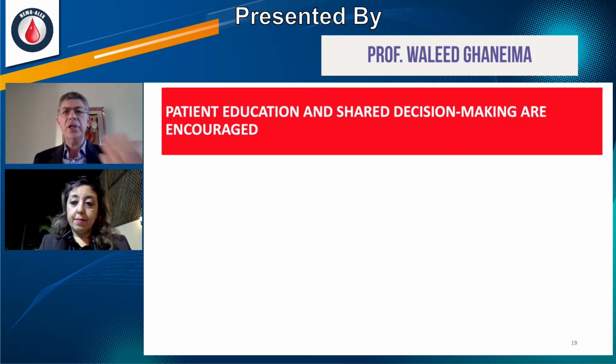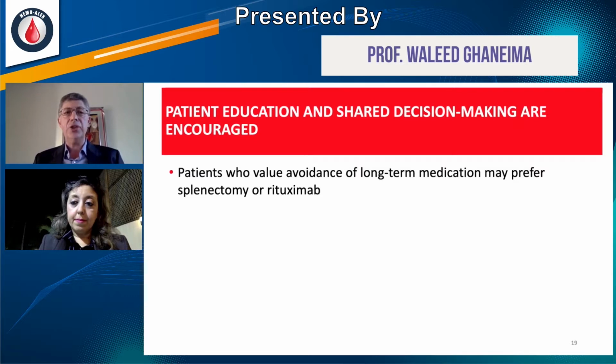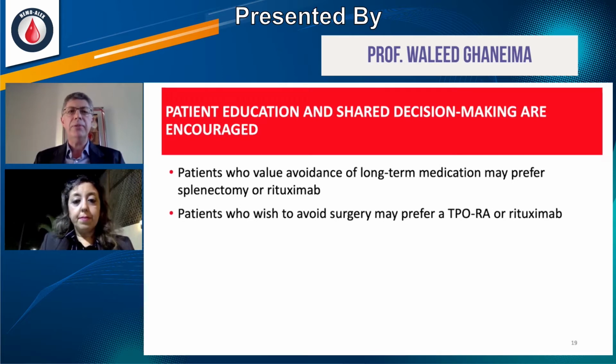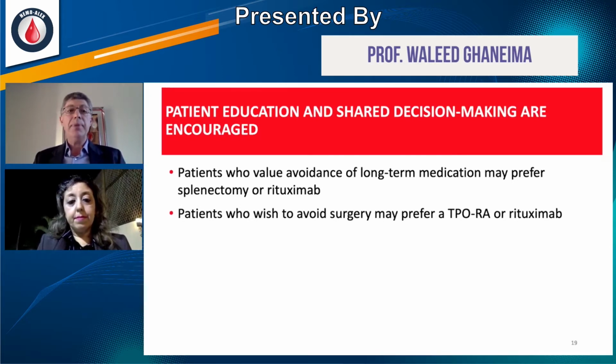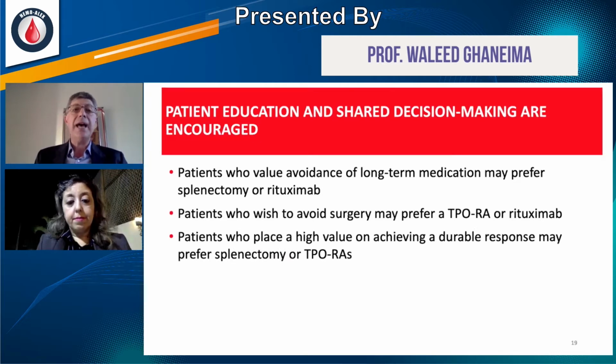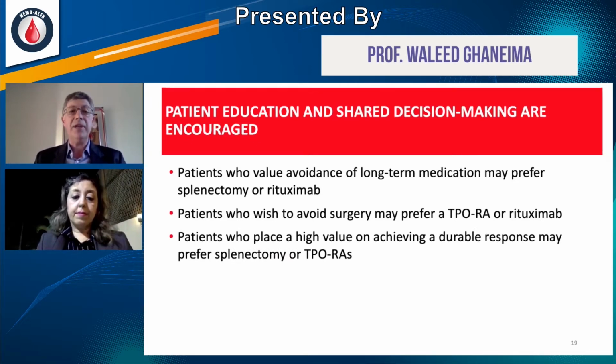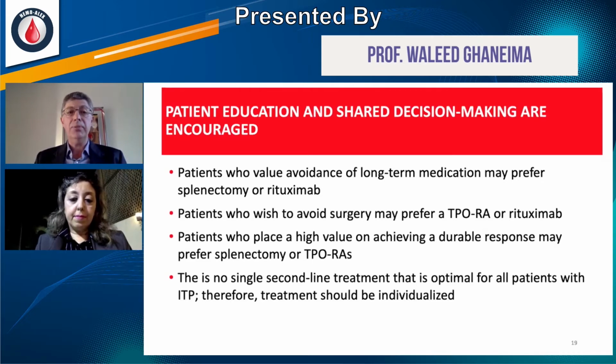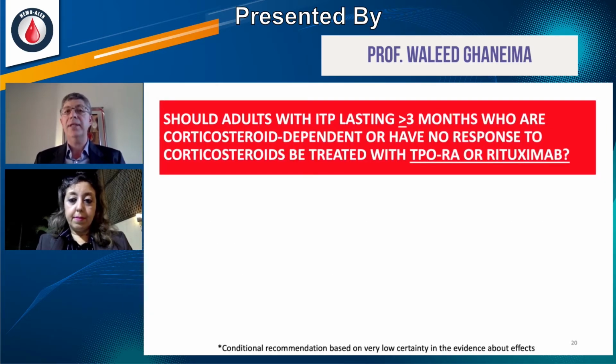And this is a central issue in the ASH guidelines and in the international consensus, but more focus on it in the ASH guidelines, which I like very much. A patient who values avoidance of long-term medication may prefer splenectomy or rituximab, whereas patients who wish to avoid surgery, of course, may prefer TPO-mimetics or rituximab. Patients who place high value on achieving a durable response may prefer splenectomy or TPO. And no single second-line treatment is optimal for all patients. Therefore, treatment should be individualized.